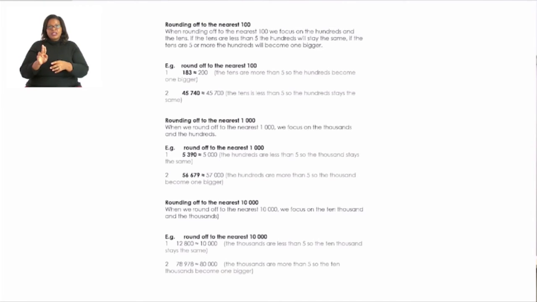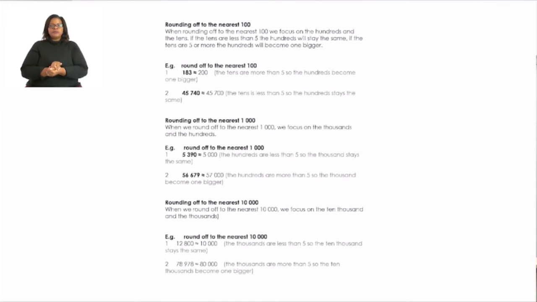Let's see our examples. Rounding off to the nearest 100. 183 rounded off to the nearest 100. We find the 100, that is the number that will either become 1 bigger or stay the same. And we look at the 10. If the 10 is 5 and more, the 100 will become 1 bigger. So let's see. There they say, the 10s are more than 5, so that means the 100 becomes 1 bigger. So the 10 is an 8, which is more than 5, meaning that will change the 100 and the 100 becomes 2. So 183 is rounded off to the nearest 200.